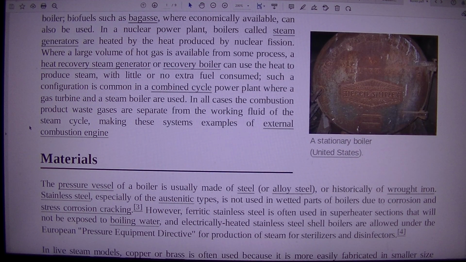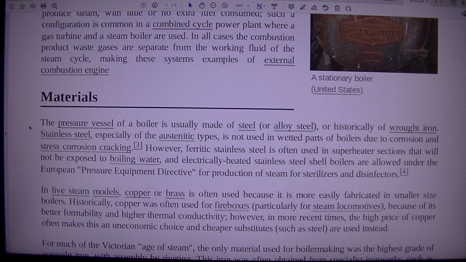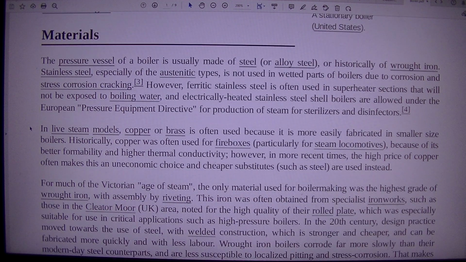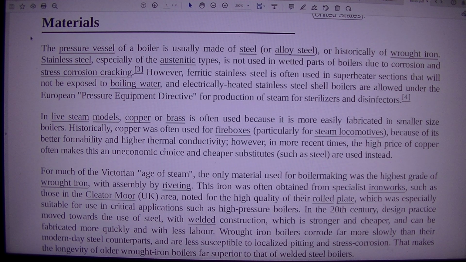Such a configuration is common in a combined cycle power plant where a gas turbine and a steam boiler are used. In all cases the combustion product waste gases are separate from the working fluid of the steam cycle, making these systems examples of external combustion engines. Materials. The pressure vessel of a boiler is usually made of steel, or alloy steel, or historically of wrought iron. Stainless steel, especially of the austenitic types, is not used in wetted parts of boilers due to corrosion and stress corrosion cracking. However, ferritic stainless steel is often used in superheater sections that will not be exposed to boiling water, and electrically heated stainless steel shell boilers are allowed under the European Pressure Equipment Directive for production of steam for sterilizers and disinfectors.